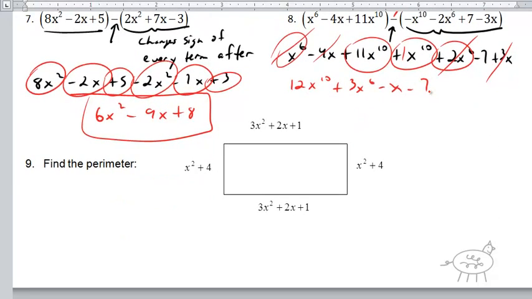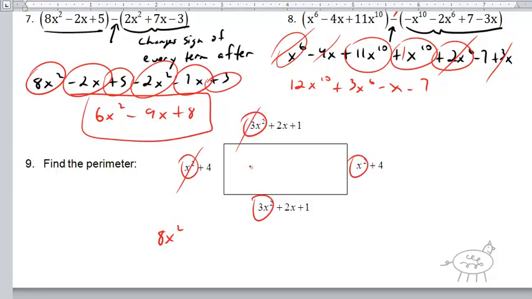Okay, so there's the last problem here, math fans. It says find the perimeter. Remember, perimeter is the distance around something. So if I add all these together, what I'm going to do is add the x squared and the 3x squared and the 3x squared and the x squared. So that gives me 4x squared plus 4x squared. It gives me 8x squared.